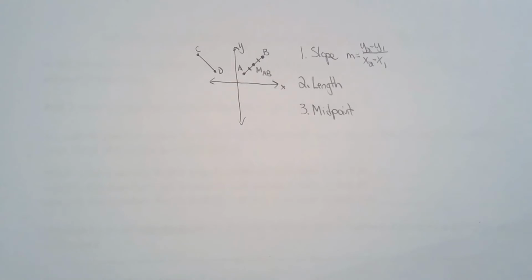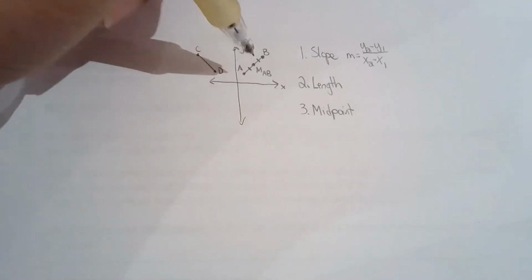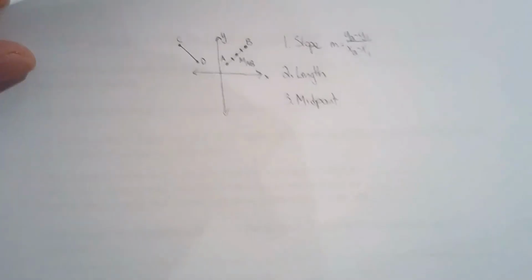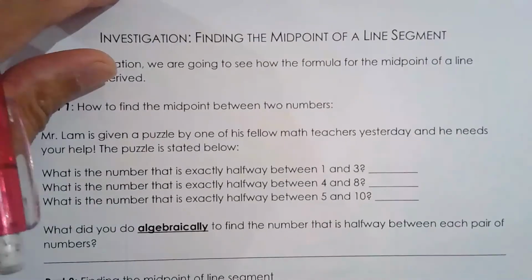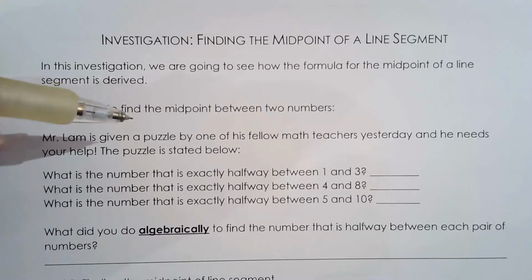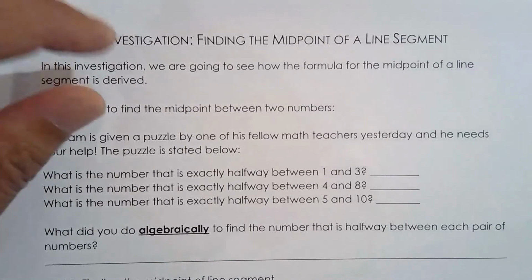Now the question is, how do we find the midpoint of a line segment? How do we find the point on the line segment which is equidistant to the 2 endpoints that make up that line segment? And that's what we're going to do today. So before we actually find the midpoint of a line segment, we want to talk about how to find the midpoint between 2 numbers. Okay, so let's simplify the question before we tackle the big one.